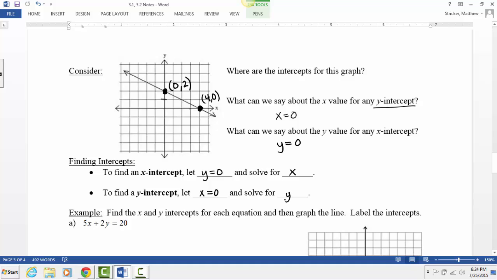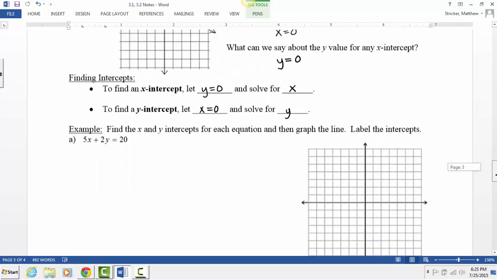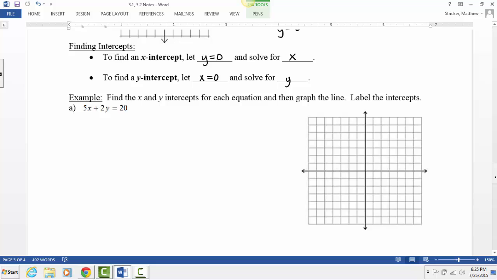And remember back to the last section, if we want to find points on a graph, we just do so by finding at least two ordered pairs or 2 points. And the way we find a point is we pick a value and solve for the other value. So in this case, to find the intercepts, we pick specific values. We pick specifically for x or y to equal 0 to find the intercepts. So we can do this on an example here. I have 5x plus 2y equals 20.